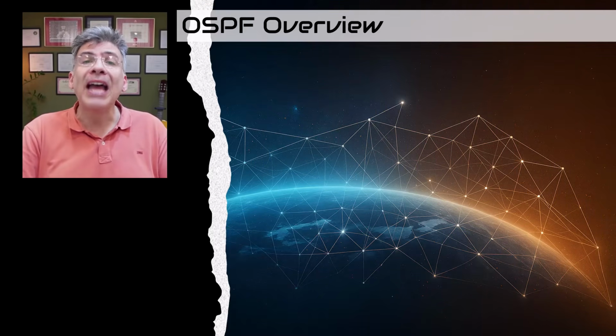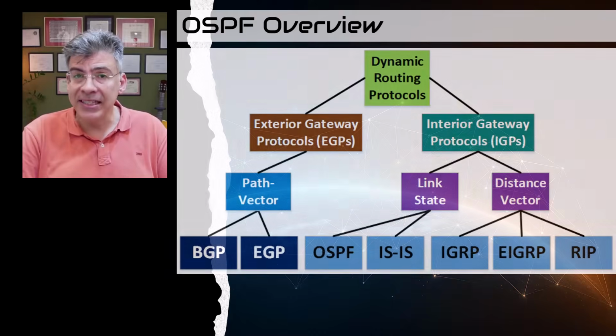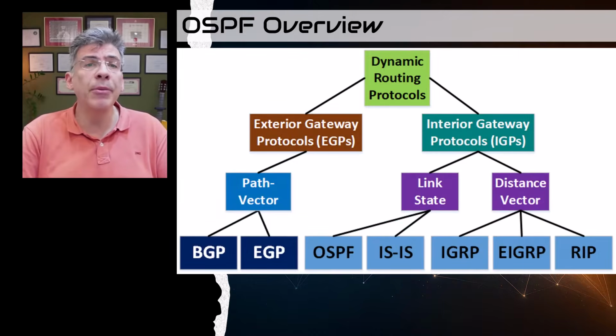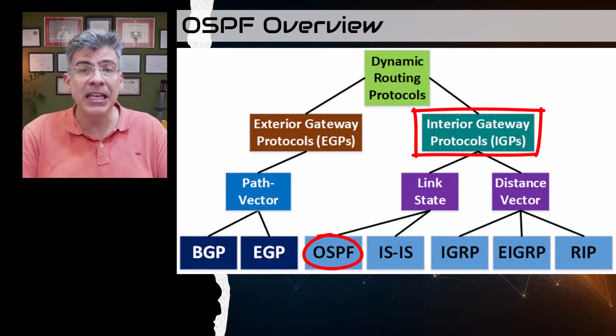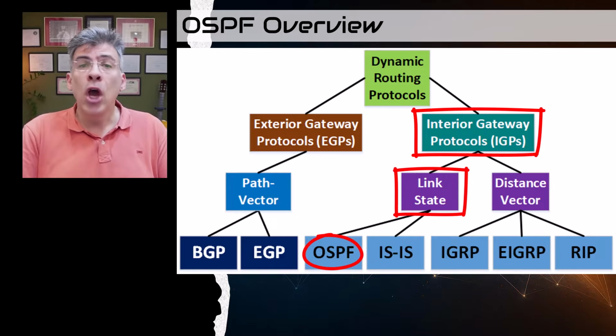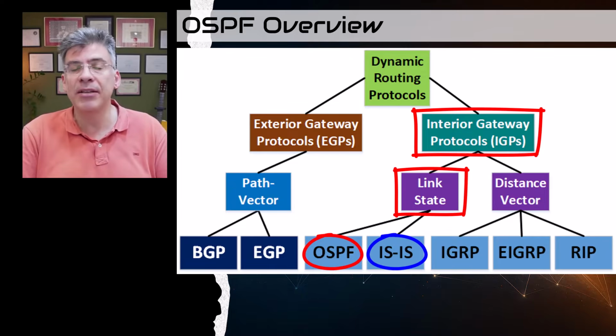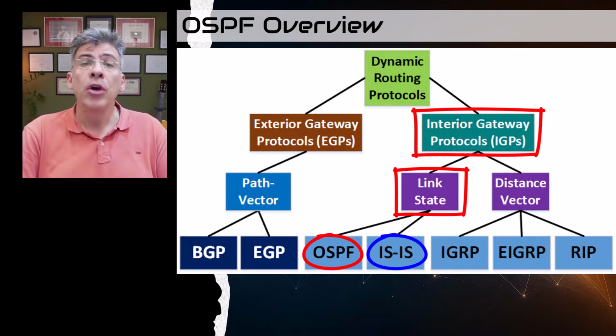Let's first take a look at where OSPF fits in to the whole dynamic routing protocol landscape. Here we have the most common routing protocols used with IP networks. OSPF is an interior gateway protocol, or IGP, and belongs to the link state routing protocol category. OSPF shares this category with the Intermediate System to Intermediate System, or IS-IS routing protocol, which is another link state routing protocol that is extensively used in today's networks, and especially within ISP networks themselves.